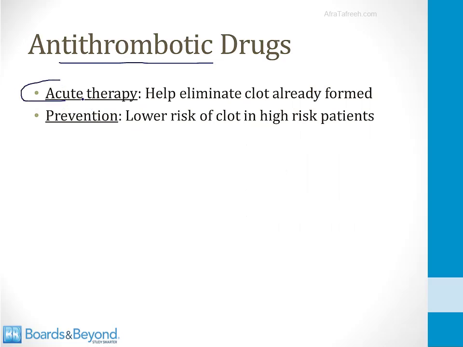They're used acutely to try and eliminate a clot that is already formed, but where you will more often see them used is for prevention. So in patients who have a high risk of clot, they will often be advised to take an antithrombotic drug chronically. This may be someone who's had a clot before. Those patients are at high risk for a second clot. Or it may be someone who's never had a blood clot, but we just think they're at such high risk we are willing to place them on one of these drugs.